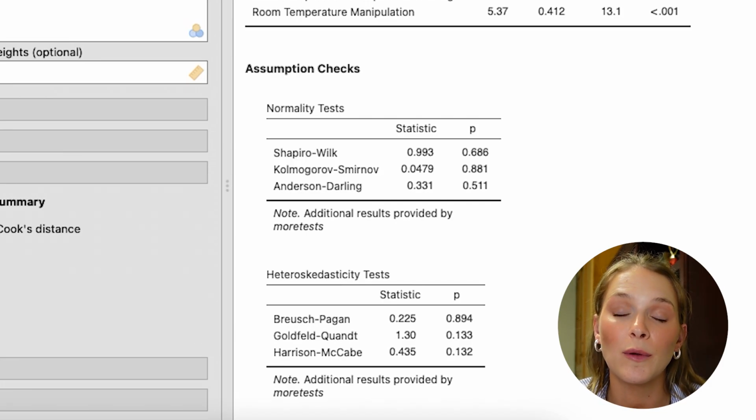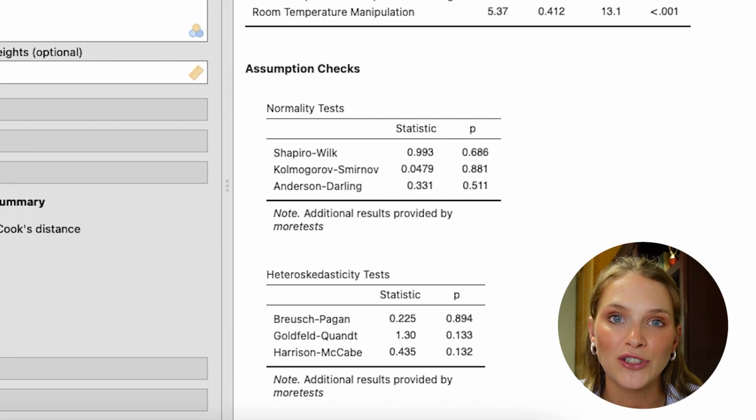So normality says that we want for the dependent variable to be normally distributed in the population, and the Shapiro-Wilk test looks at exactly that. So here we are good again. The p-value for our Shapiro-Wilk test is well above 0.05, so we have also met that assumption.